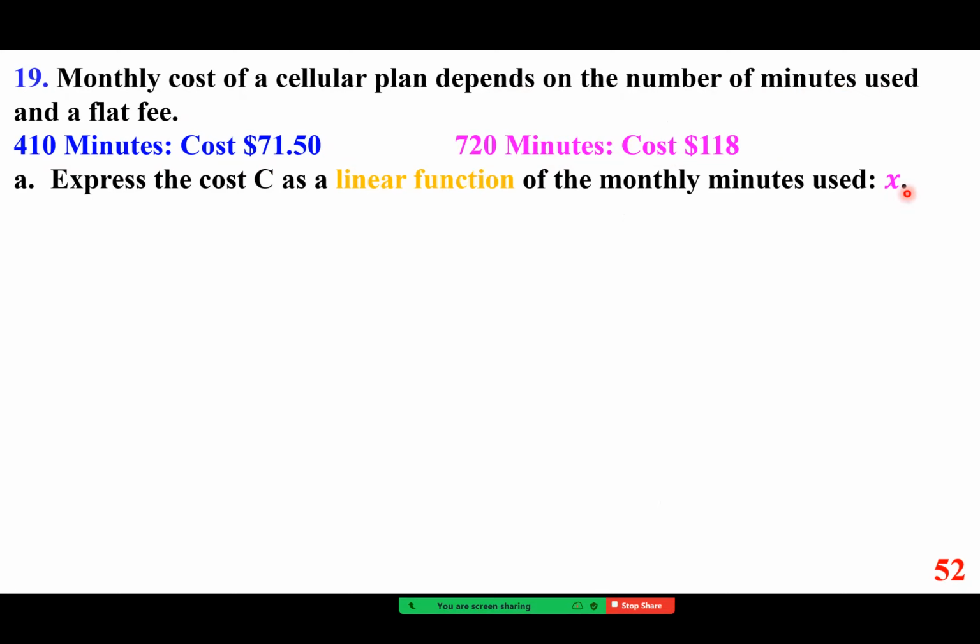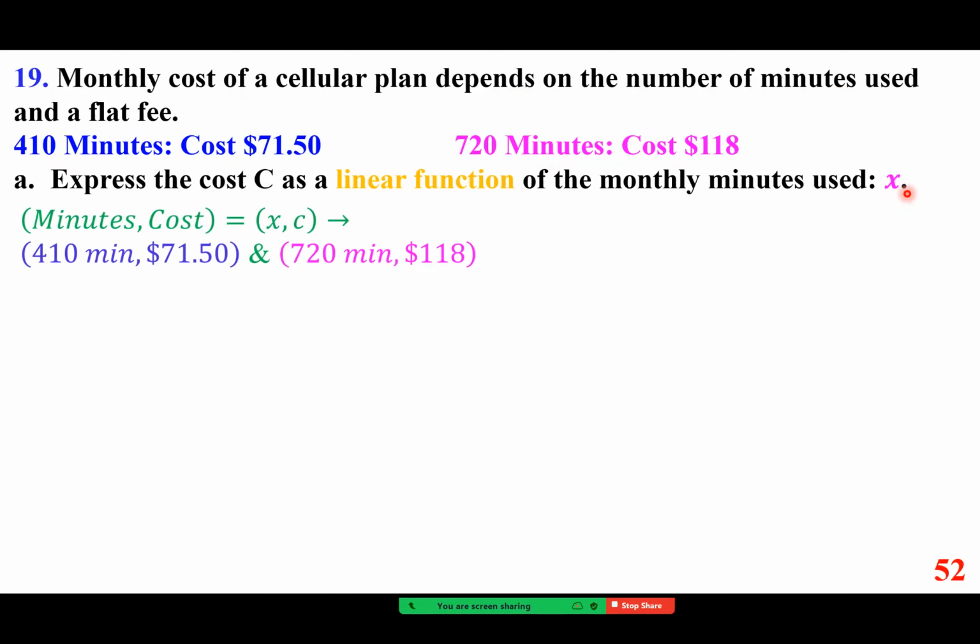Now, first and foremost, we normally have x and y, but now we're going to have x and C. Secondly, 410 minutes, the cost is $71.50. 720 minutes, the cost is $118. That's how you write it. So it's important to see which one comes first. The first one is the independent variable.